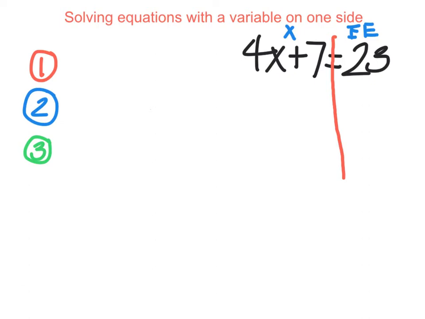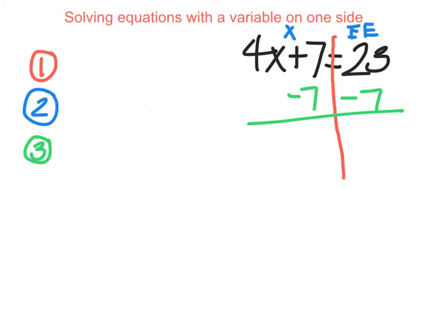So the thing that's out of place is this plus 7 right here, because this plus 7 does not have an x with it. So that means this plus 7 really needs to be on the other side because it's going to be with the everything else. So to get rid of something that's plus, we're going to minus 7 from both sides.